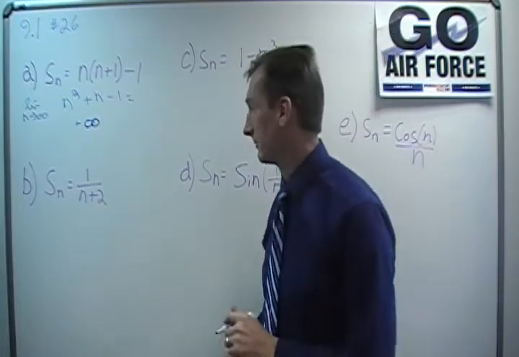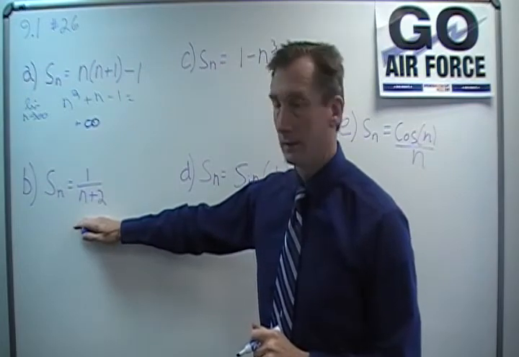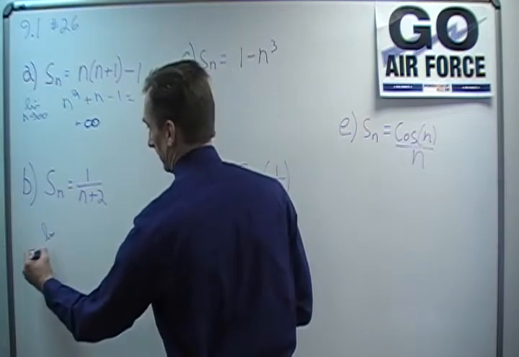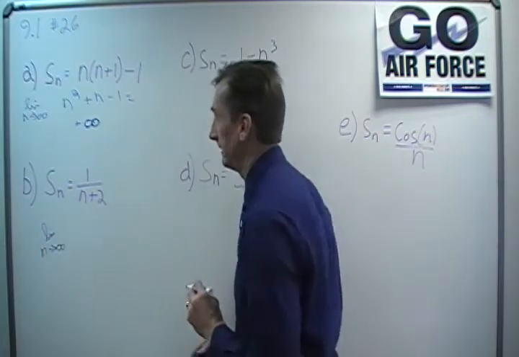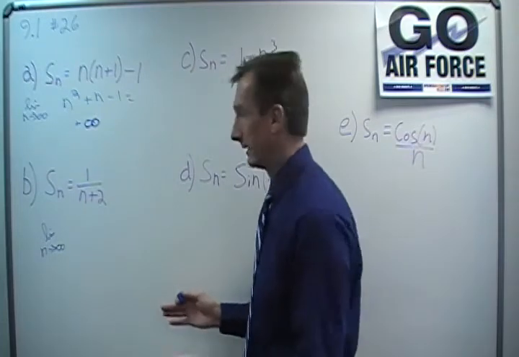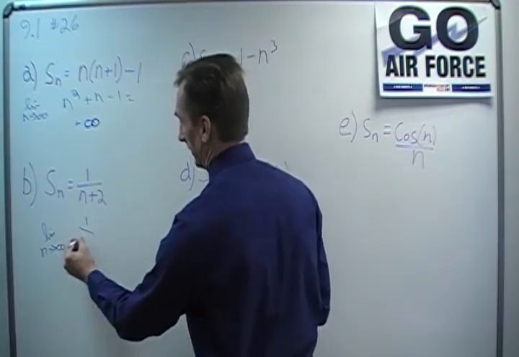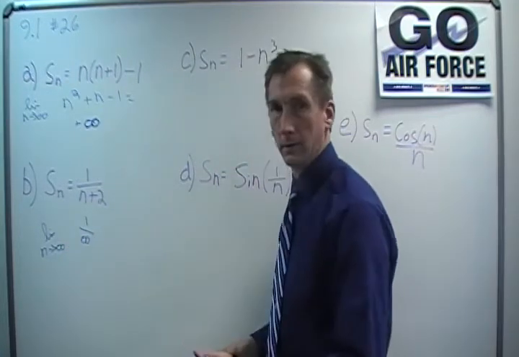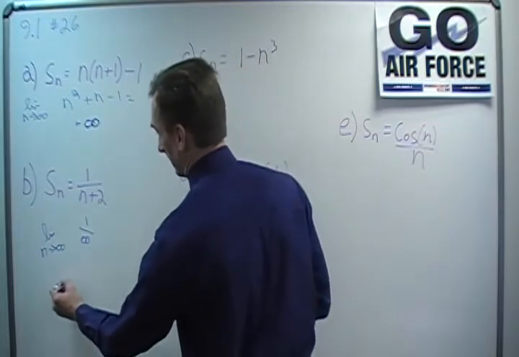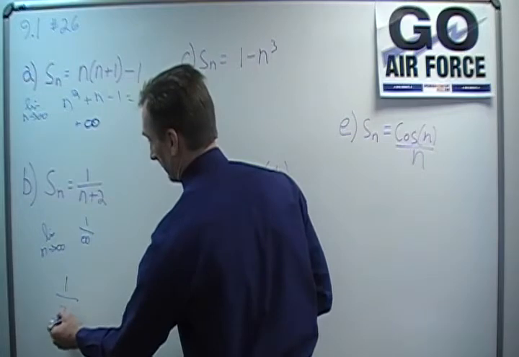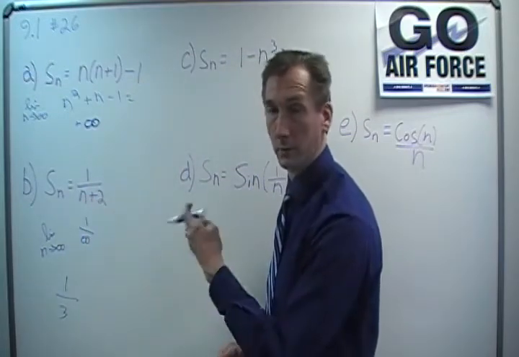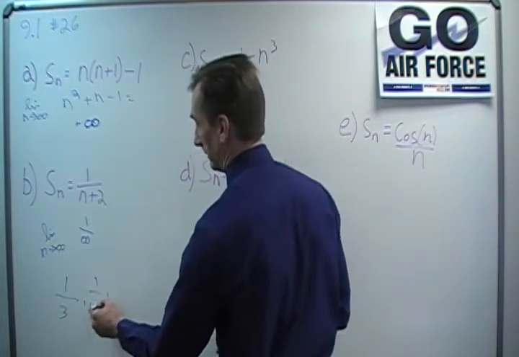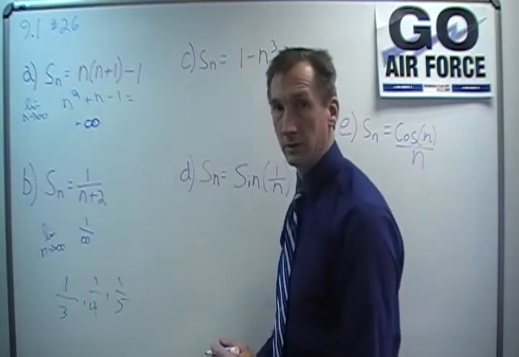Let's try one that gets a little bit more difficult here. Okay, S sub n equals 1 over n plus 2. What is the limit as n approaches infinity? Now, we can see here that I'm going to end up with a 1 over infinity kind of situation. Alright, so let's take a look and see what happens with this thing. We start out with 1 over 3 because we start with n equals 1 and work our way up. The next one in the sequence would be 1 over 4. Next would be 1 over 5. I'm noticing a trend here.